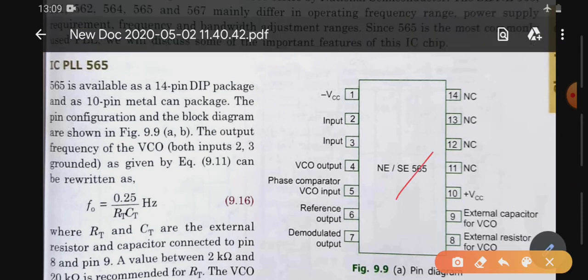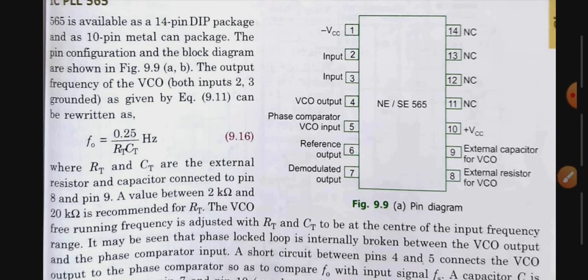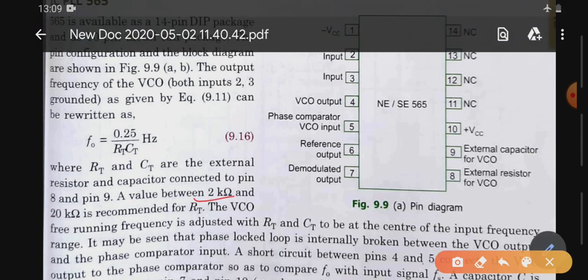IC 565 is a PLL IC whose output frequency is given by this formula: FO is equal to 0.25 / (RT × CT) Hertz. RT and CT are the external components, called the timing resistor and timing capacitor, which decide the output frequency of the VCO. The resistor value can be selected between 2 kilo ohm to 20 kilo ohm, and if the frequency is known, you can calculate the value of CT.